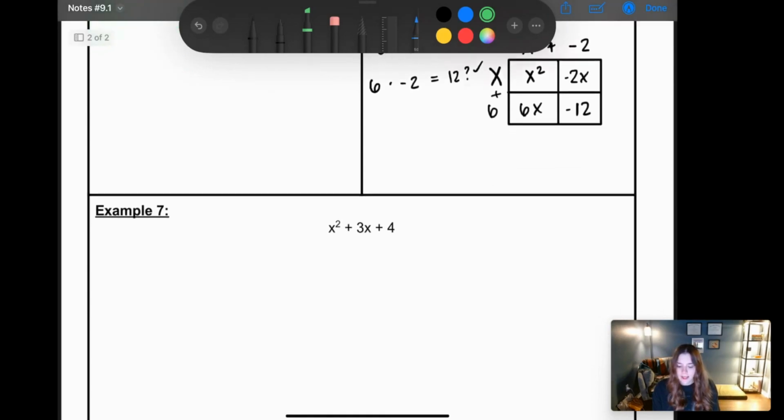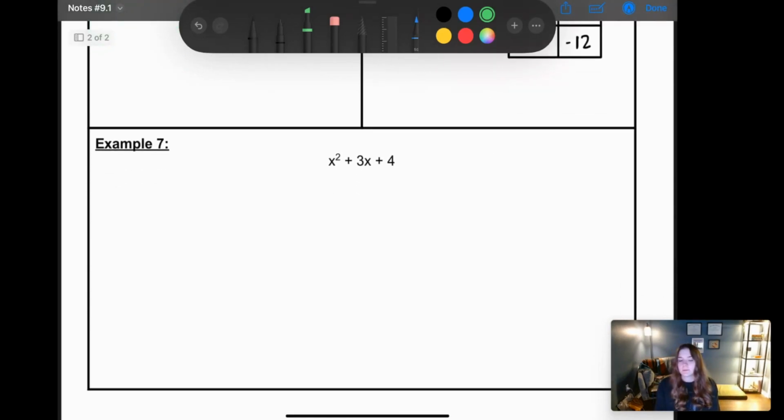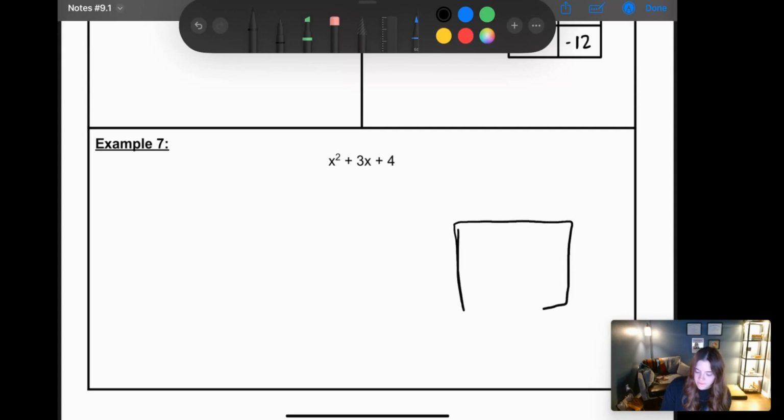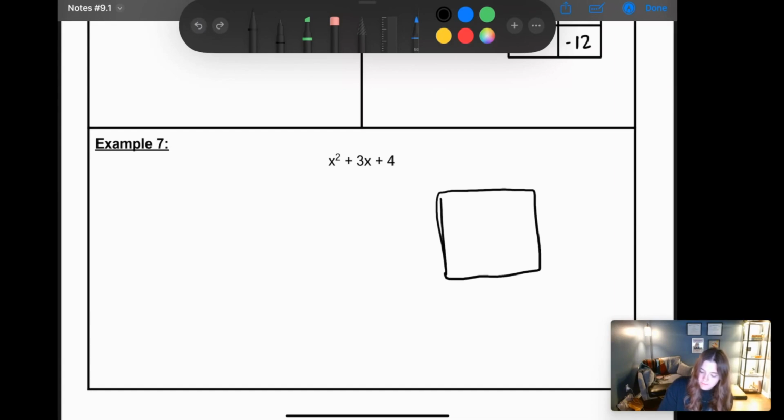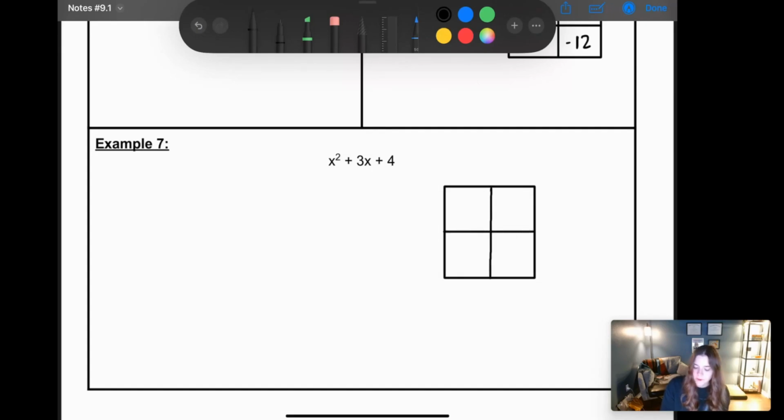All right. Last one we're going to look at together, example 7. Take a look. Again, you know you're going to need that box. Okay. So on this one, again, we know that it's got to be x and x, because x times x gives us that x squared.